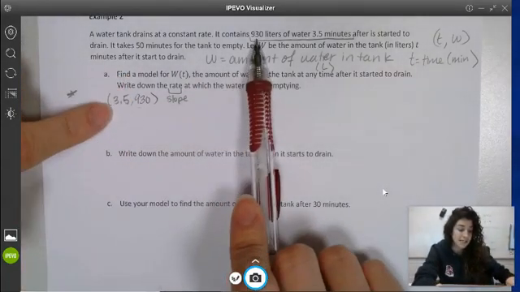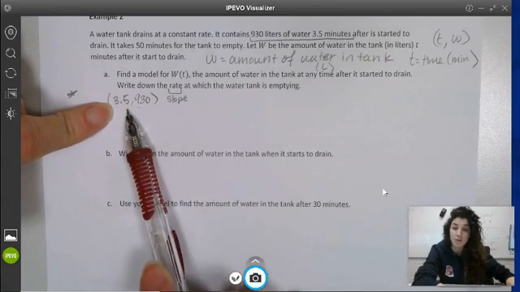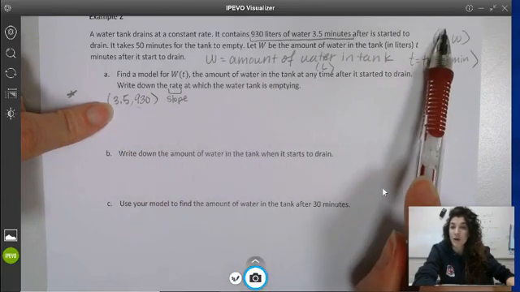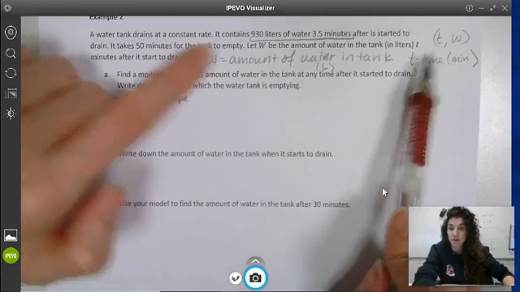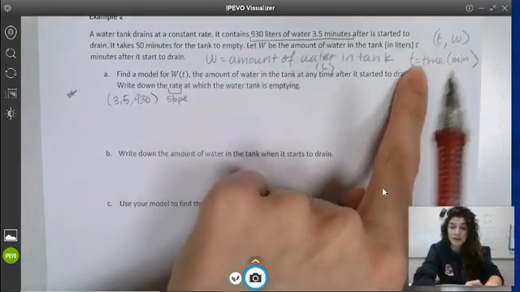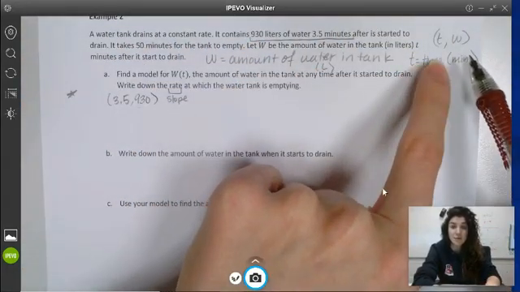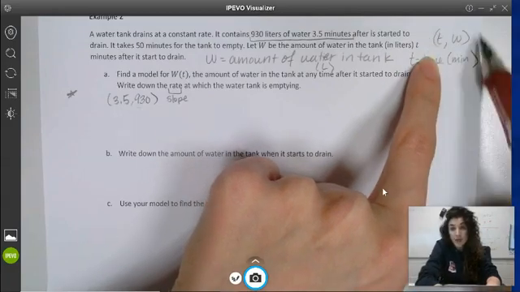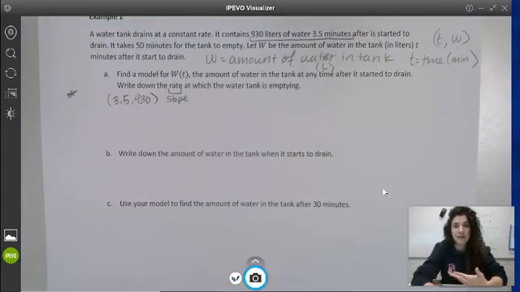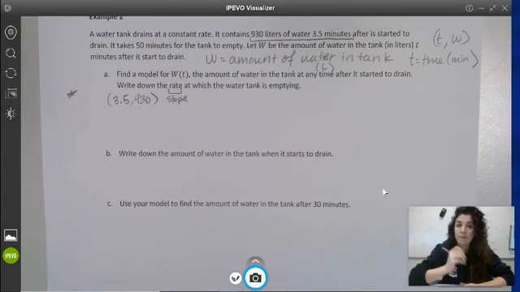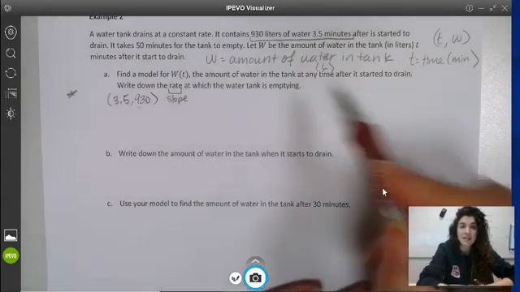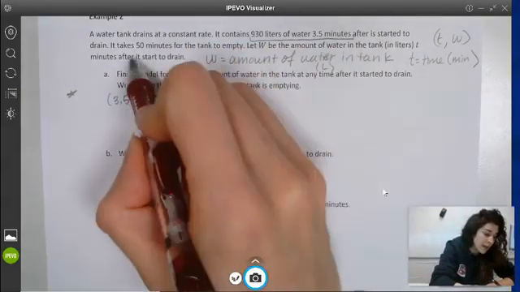Can you see how maybe somebody might accidentally do (930, 3.5)? This is why it's really important to establish what your variables are. And if you might see yourself making that mistake in the future, this would be a really good thing to do. Writing down, oh okay, so T is like my x, W is like my y, so this is what an ordered pair of a point would look like. There are more pairs to be had.